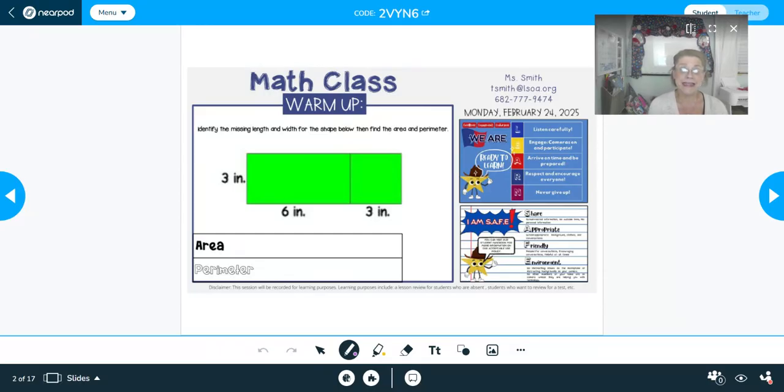It is Monday, February 24th, 2025, and this is your warm-up question. Identify the missing length and width for the shapes below. Then find the area and perimeter. So look at this shape, find the missing length, top to bottom, and width, side to side, for the shape below, then find your area and perimeter.